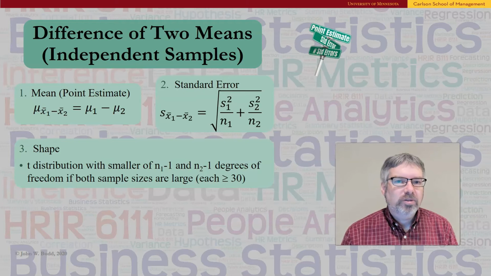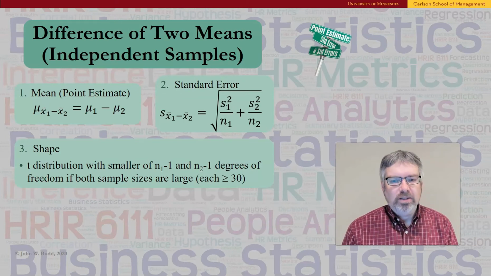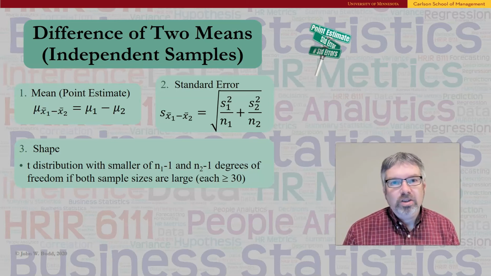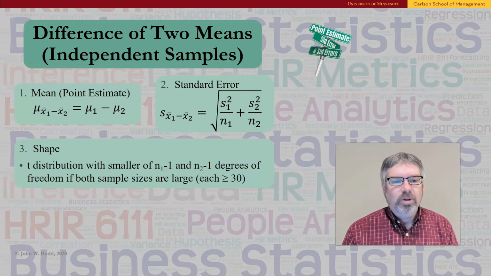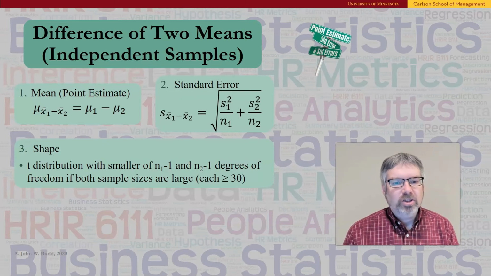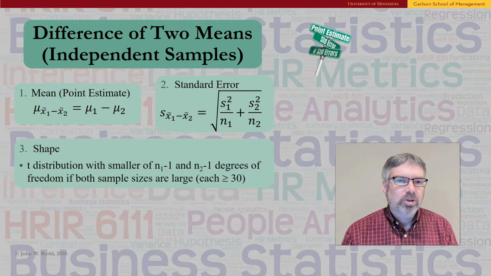Well, in terms of the difference between two means, it's very similar. It will have a t-distribution as long as both sample sizes are large, which means that both sample sizes have to be at least 30. Now, t-distributions have a degrees of freedom, and so whenever we use a t-distribution, we also have to note what the degrees of freedom is. And so in this case, it's the smaller of n1 minus 1, n2 minus 1. So look at the two sample sizes. Whichever is smaller, subtract 1. That gives us the degrees of freedom that we should use when making inferences about the difference in two means.